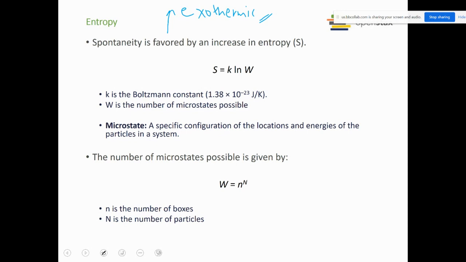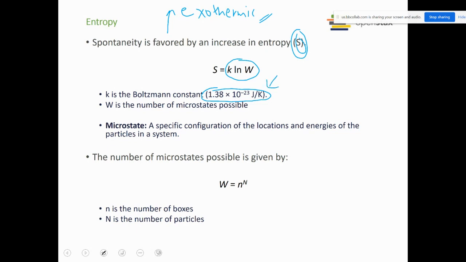Right, so our entropy is denoted by the letter S, and the formula to measure entropy is S equals k natural log of W. A good thing about this formula is k is a constant that will be given to you. It's called the Boltzmann constant. It has a unit of joules per Kelvin and has a value of this, right?